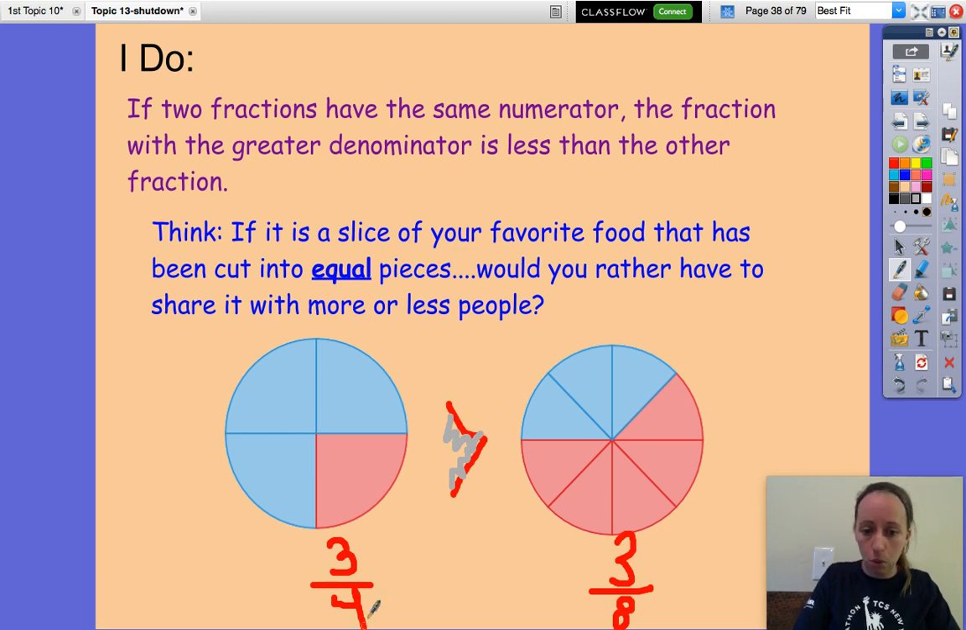The smaller that the denominator is, the bigger our parts are going to be. So see, we have a smaller denominator. 4 is smaller, so the parts are bigger. 8 is larger, so our parts are smaller because you have to break that one cookie into a lot more pieces. Okay, let's try a couple more together.